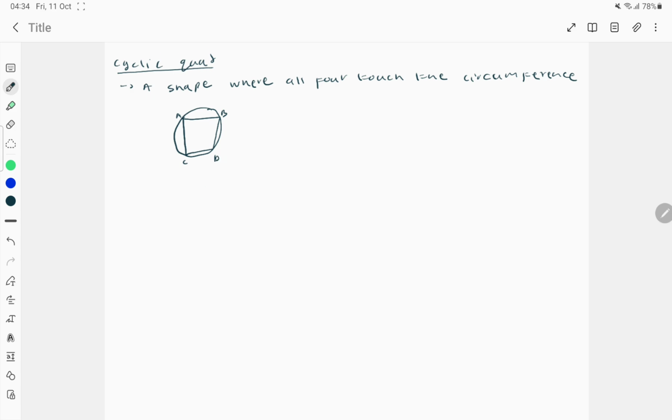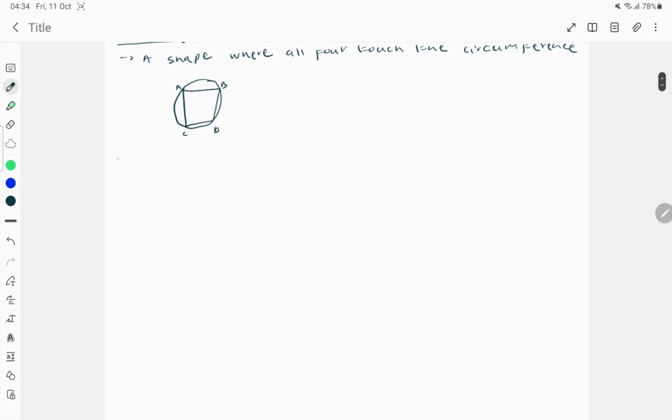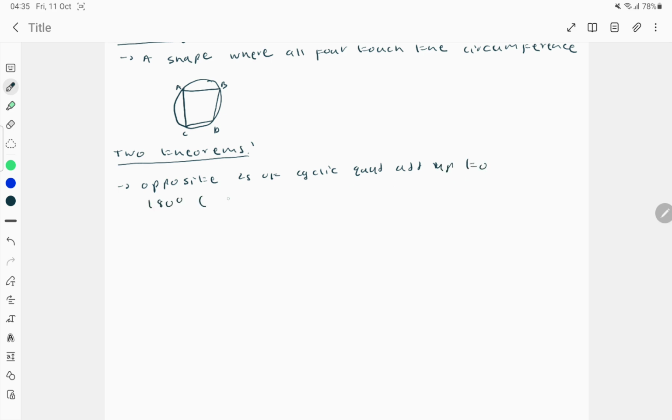And then we said we have how many theorems under this one? We only have two, so two theorems relating to a cyclic quad. The first one is that opposite angles of a cyclic quad are supplementary. So opposite angles of a cyclic quad add up to 180. Remember, angles that add up to 180 we call supplementary angles.